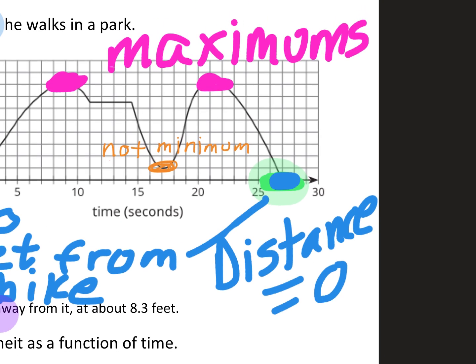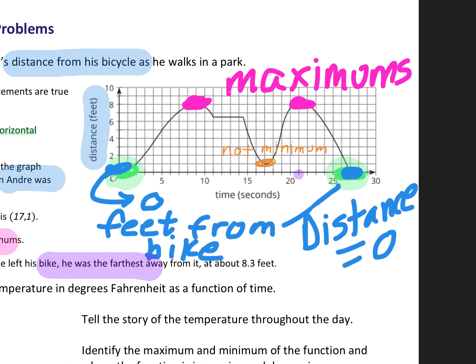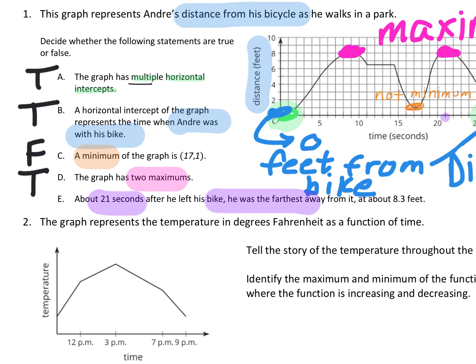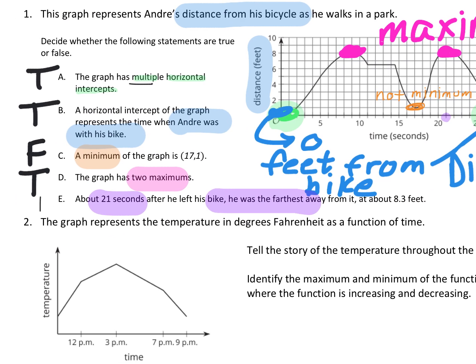So 21 seconds on the graph is here. And if I go up, yep, at 21 seconds, there is a maximum right there. So that does mean that that is the farthest distance away. So that will also be true.